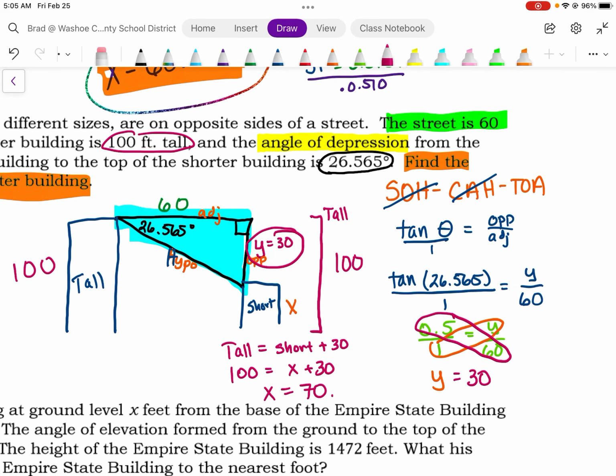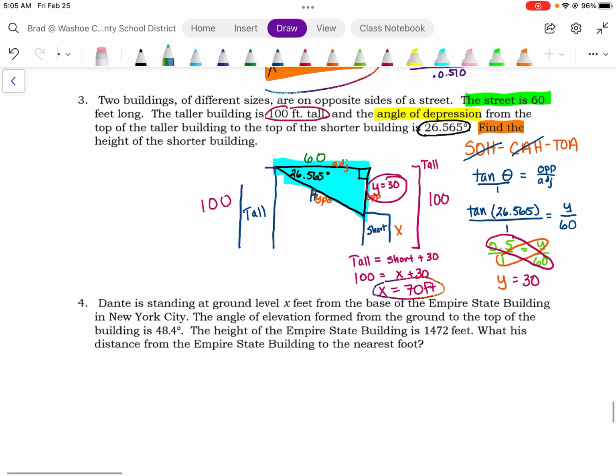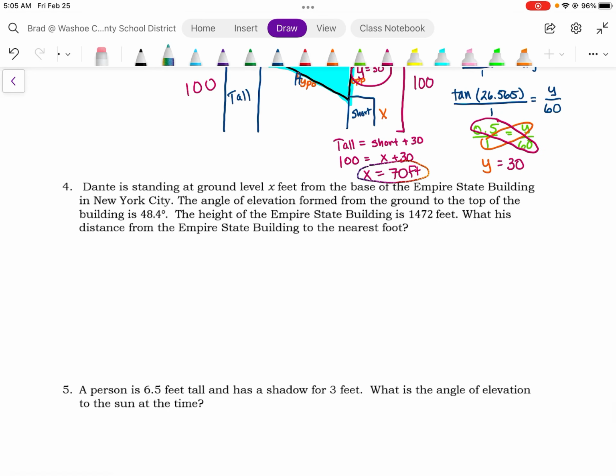Yep, we're dealing with feet again. So that is our answer right there. Yay. Alrighty, we have number 4 here, ladies and gentlemen.